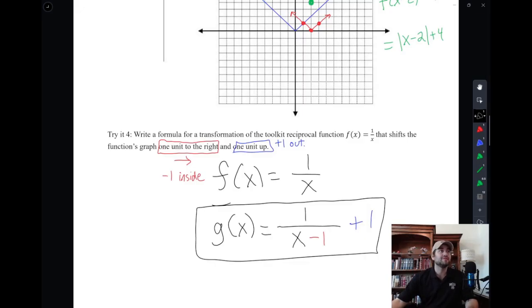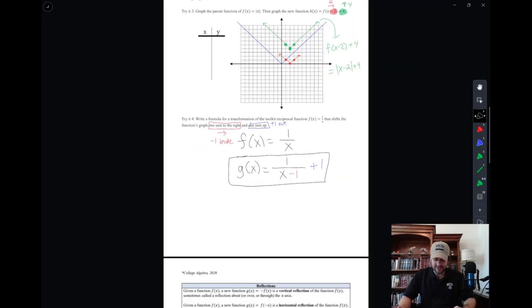And there's a function. That's the reciprocal function, which also was on the toolkit functions, shifted 1 unit to the right and 1 unit up. All right, let's move to our second type of transformation. So that's shifts, horizontal and vertical shifts.